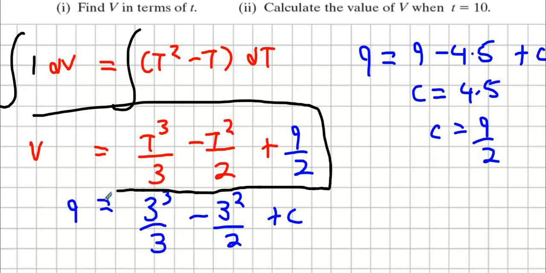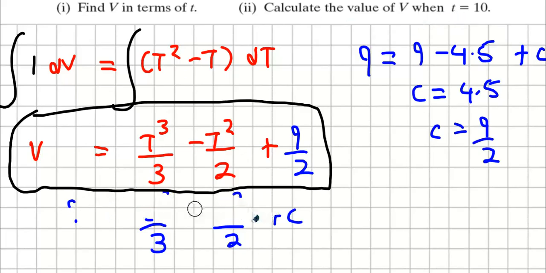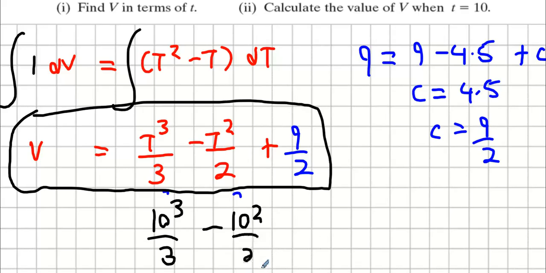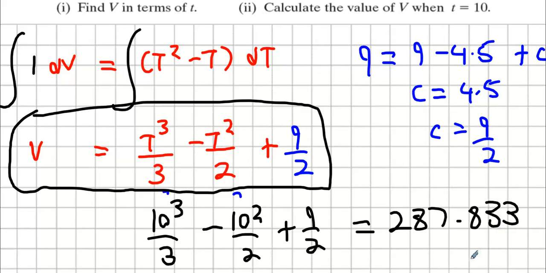Yes, you need a phi formula with the missing integer. Calculate the value of phi when t is 10. All right, that's not too bad at all, is it? So what do I do here? Oh, actually, yeah, just sub it in, isn't it? Anywhere you see t, replace it with 10. Would somebody be kind enough to give me the answer for that? 287.833. Is that okay? Grand.